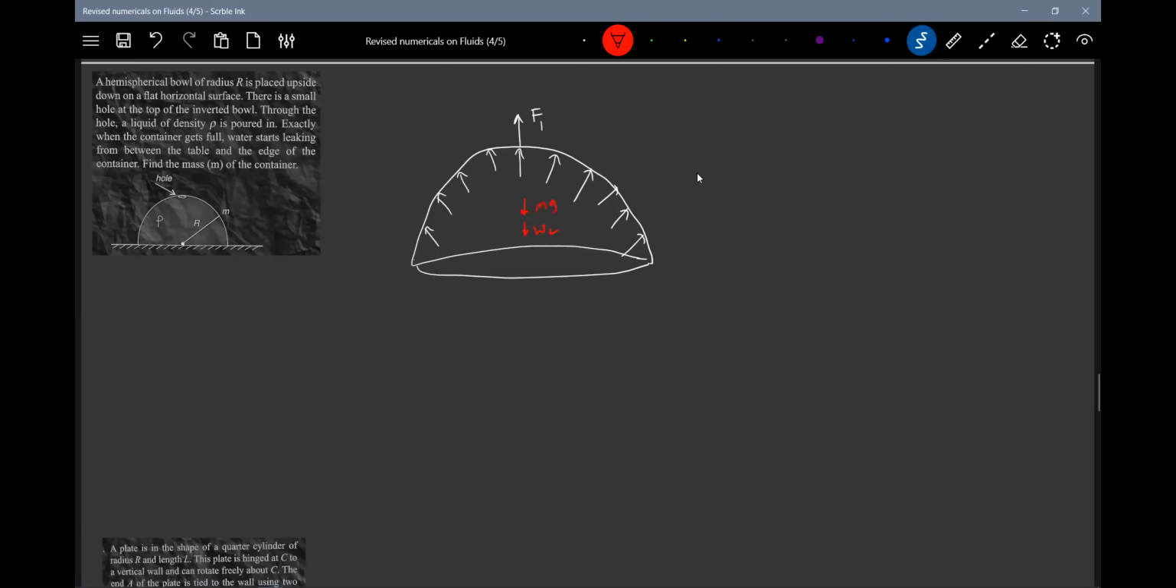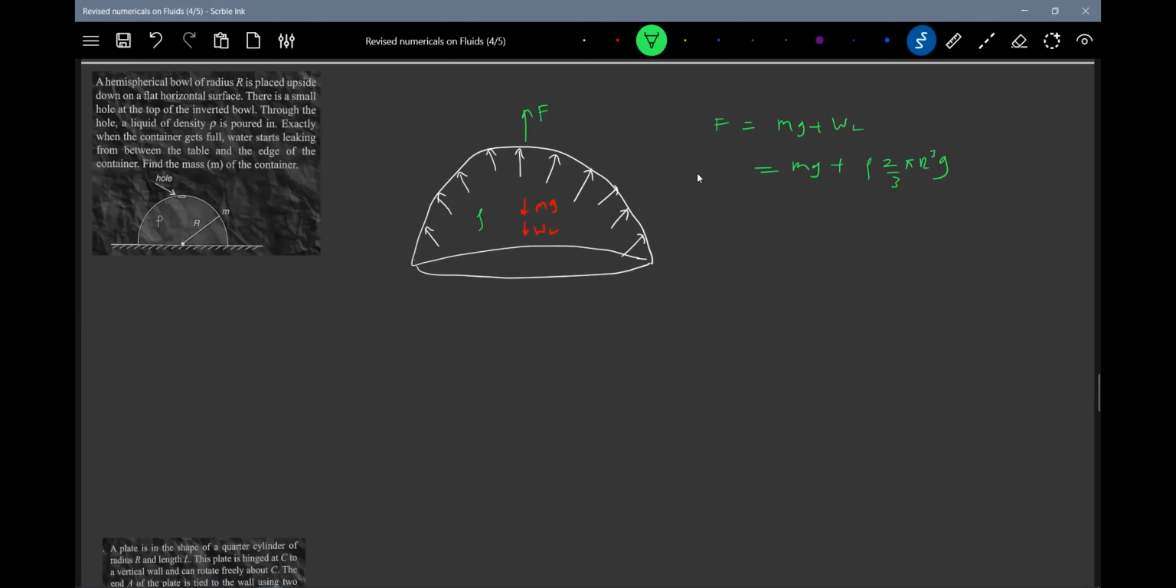This is finally very important, which most of us will try to forget. So this F should be equal to mg plus weight of the liquid. mg is the weight of the ball. Weight of the liquid inside it, rho into 2/3 pi R cube into g.